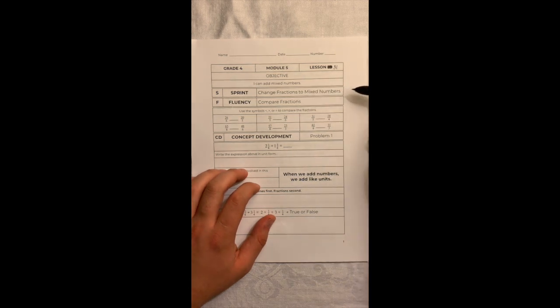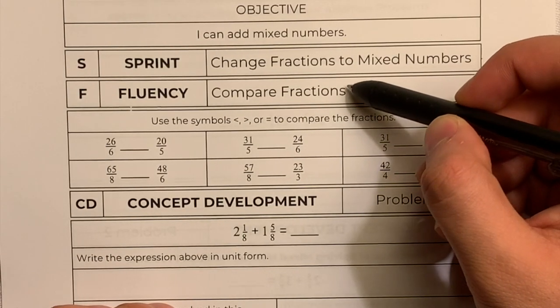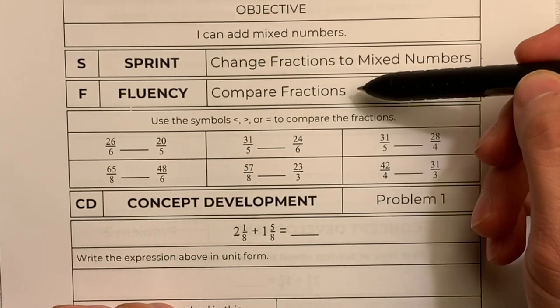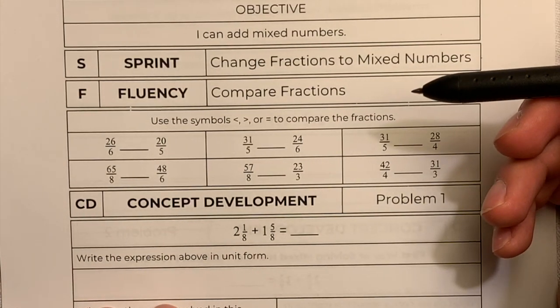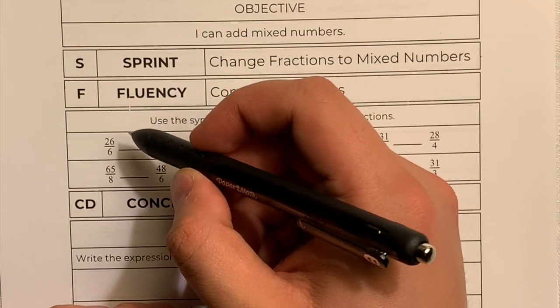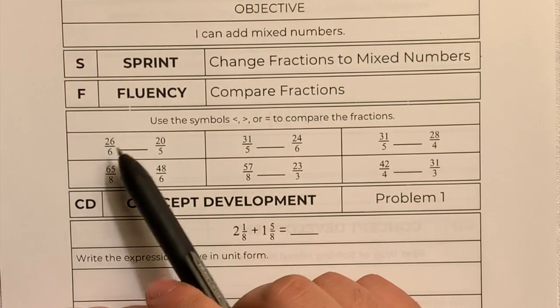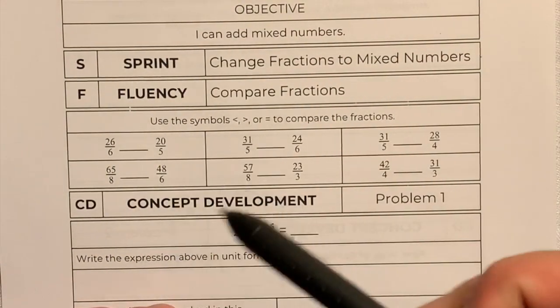First, we would normally have a sprint in class. I'll upload it into Google Classroom so you can get some practice if you'd like. Then we're going to do our fluency, our warm-up, comparing fractions just like we did yesterday. Using our estimation skills and our knowledge of multiples, we can start with this problem right here. So I'm trying to figure out, is 26 sixths bigger than 25 fifths?